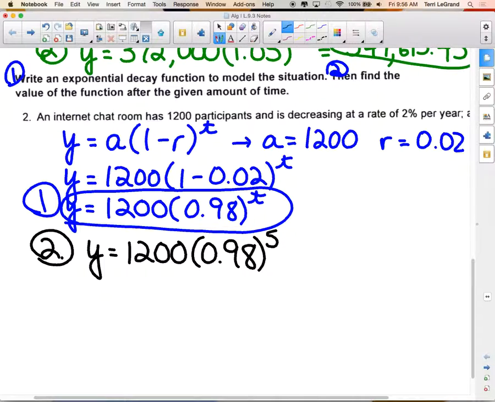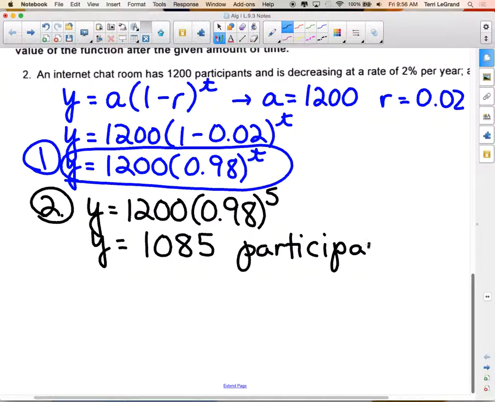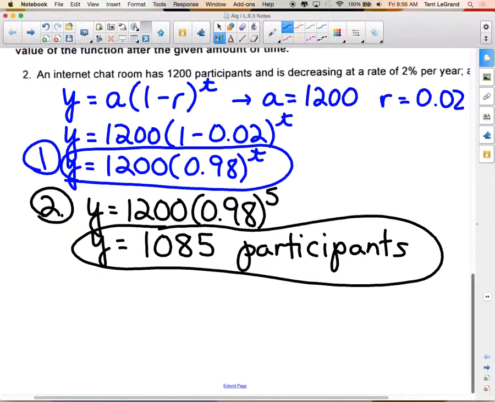And these are what? Computers? People, okay. So if they're people, we round to the nearest whole, right? Yep. Okay. So how many participants are there? There should be 1,085 participants. Can we have part of a person? No. There's our second answer. Okay, exponential growth and decay when you have something increasing or decreasing at a certain percentage. Questions?